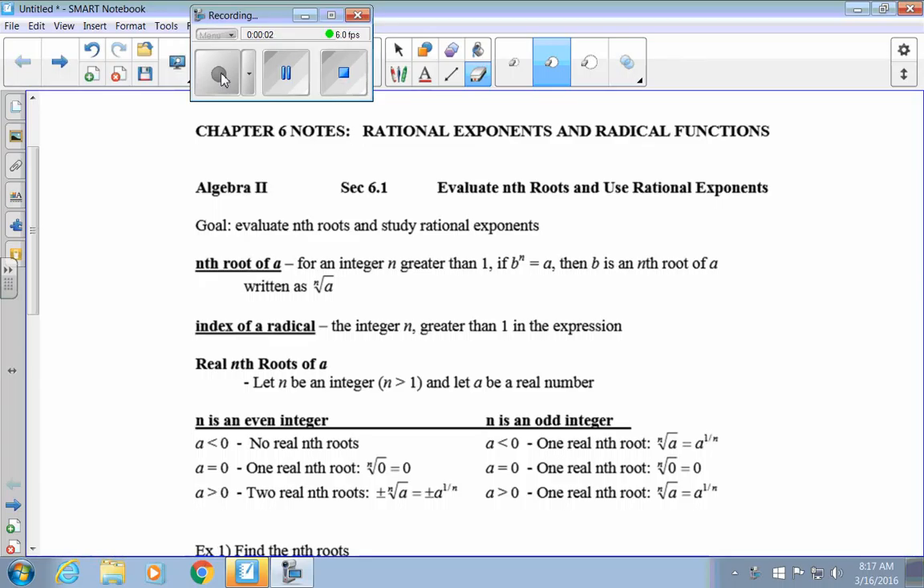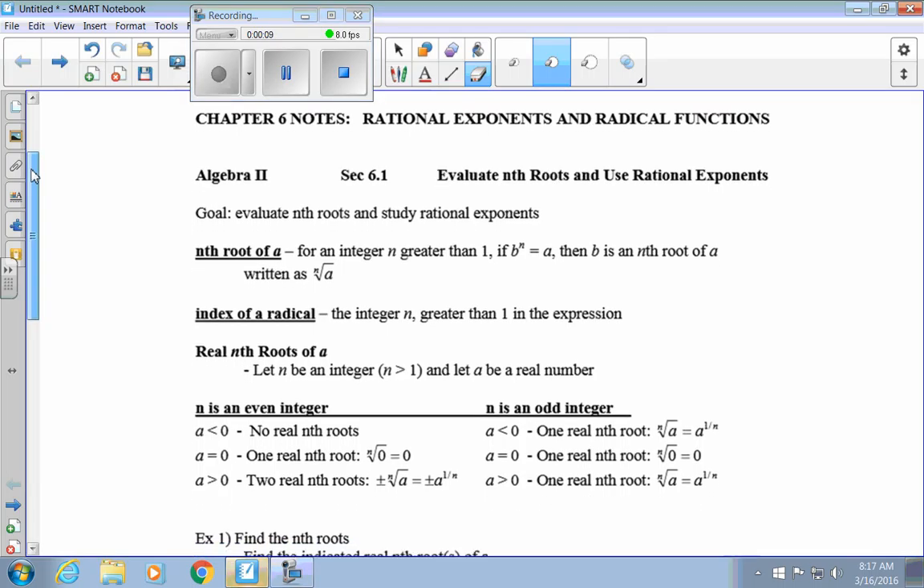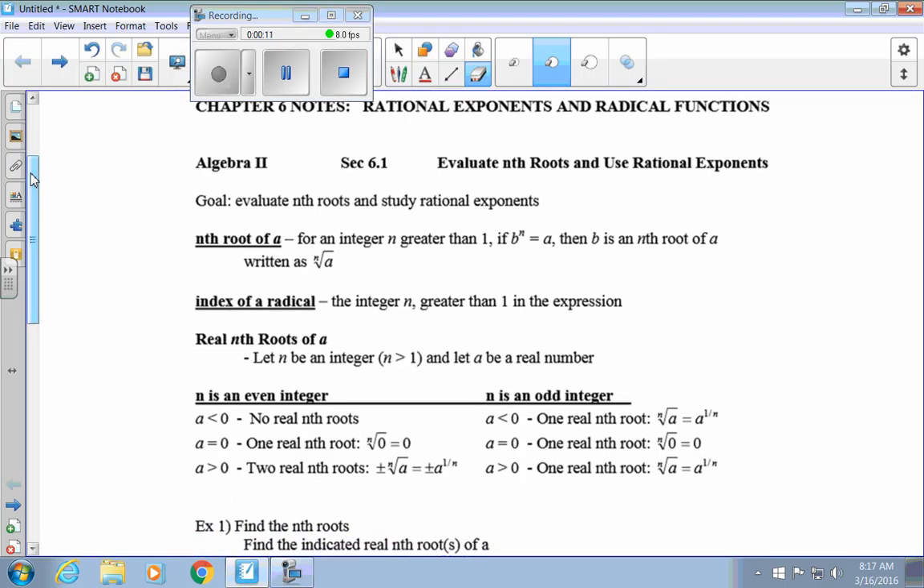So today we're going to talk about Chapter 6, and it's on rational exponents and radical functions. And Section 6.1 is on evaluating nth roots and using rational exponents. And that's what our goal is today, to evaluate the nth roots and study rational exponents.